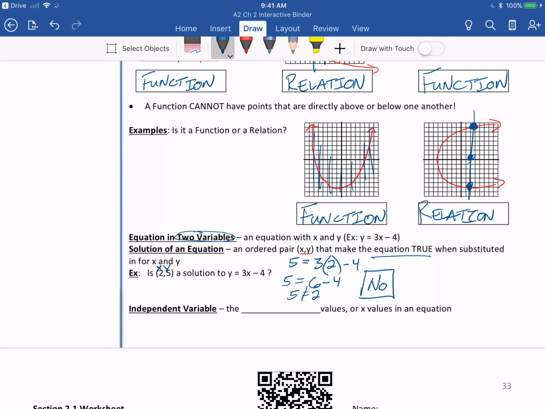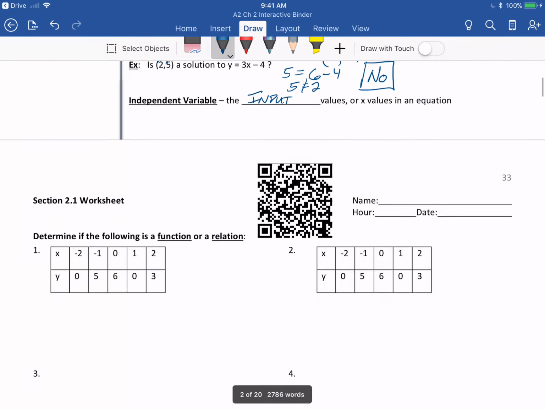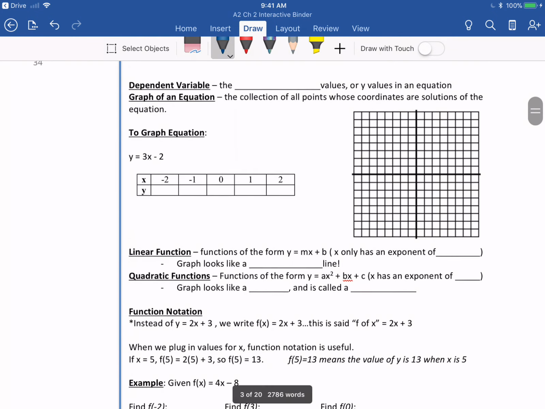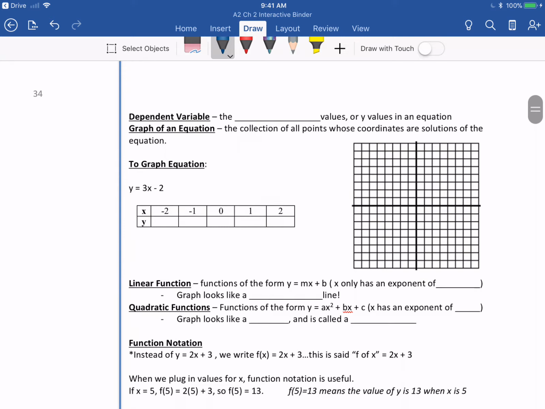All right. Independent variables are just the input variables, the input values that you plug in here. So independents are the input ones, the x values that you plug into that equation. All right, so if I keep on scrolling down here to the next part of your notes for 2.1, we have the dependent variable. This is obviously the output. The input was the independent, so the output is the dependent variable. That's dependent on what x value you plug in. That's kind of how I like to look at it.